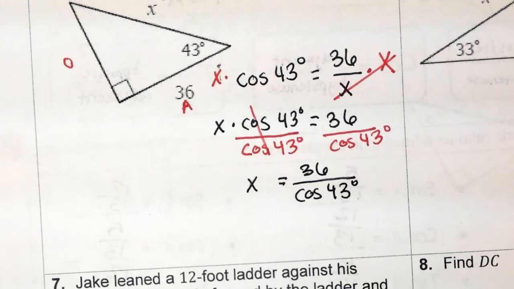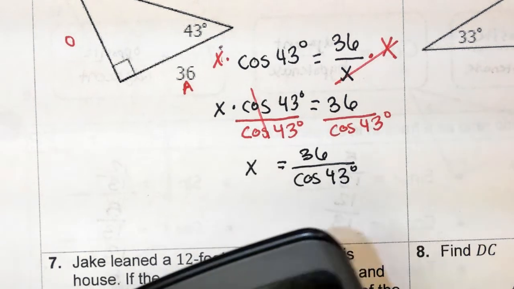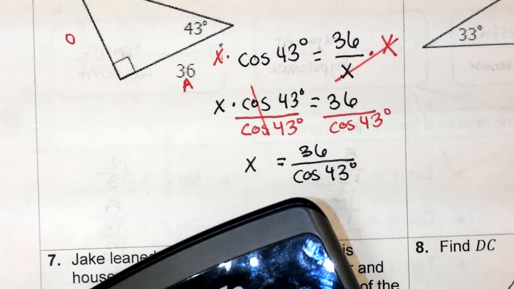This is what you have to do when you have the variable on the bottom. You're going to end up dividing at the end anyway, instead of multiplying like we did. Alright, now I got X by itself. I'm ready to put this in the calculator. The situation doesn't change much, it's just that I'm dividing this time instead of multiplying.